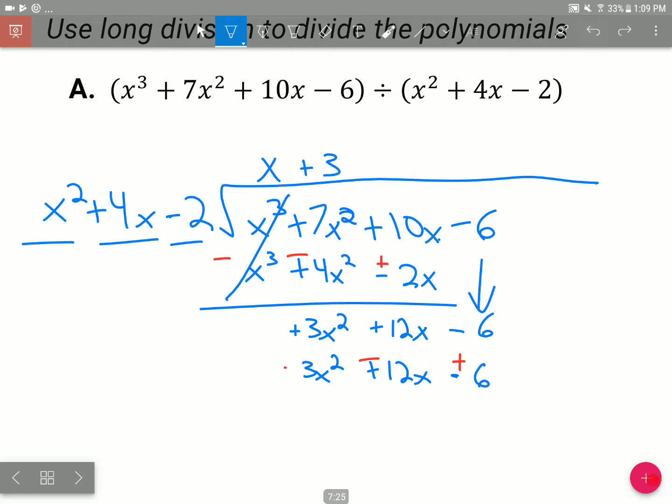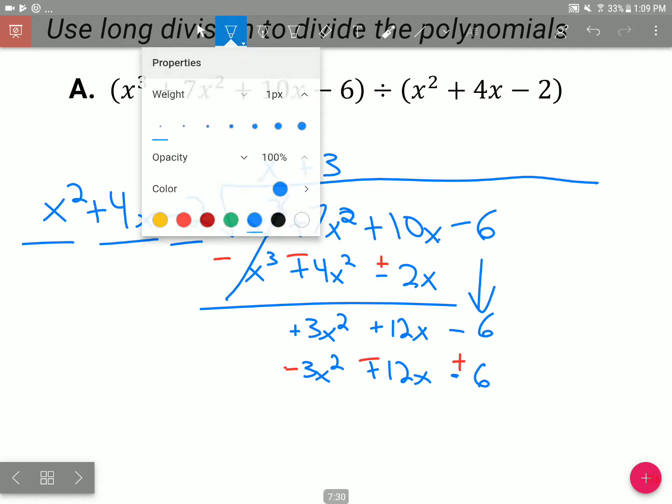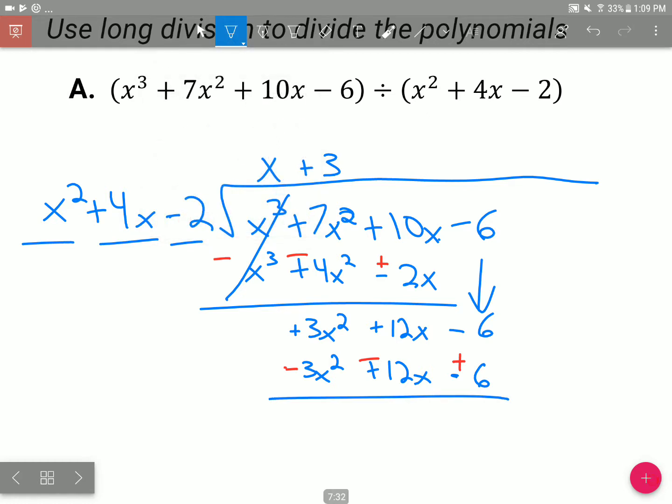Put a negative right there, and we'll add. So what is negative 6 plus 6? 0. 12 minus 12? 0. 3 minus 3? 0. So you have a remainder of 0. So your answer is what? X plus 3.